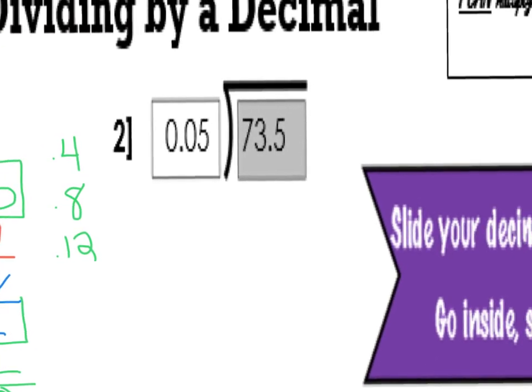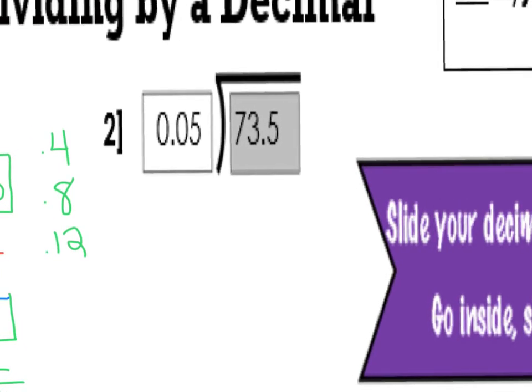All right, let's go ahead and let's look at the second problem here. Remember, we're going to use that riddle. We're going to make this outside number, the divisor, a whole number by sliding our decimal to that door. So we're going to slide the decimal to the door. So we need to slide it one time, 2 times. So we need to slide the decimal twice to the door. So now we need to go inside and slide 2 more. Now the decimal's in the very back and we need to add a 0.